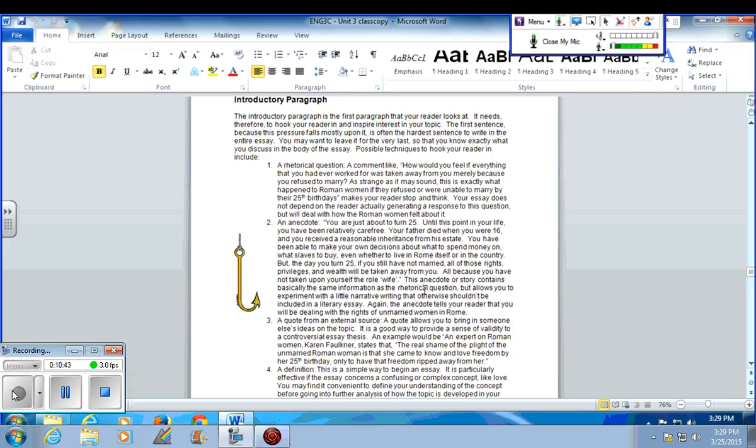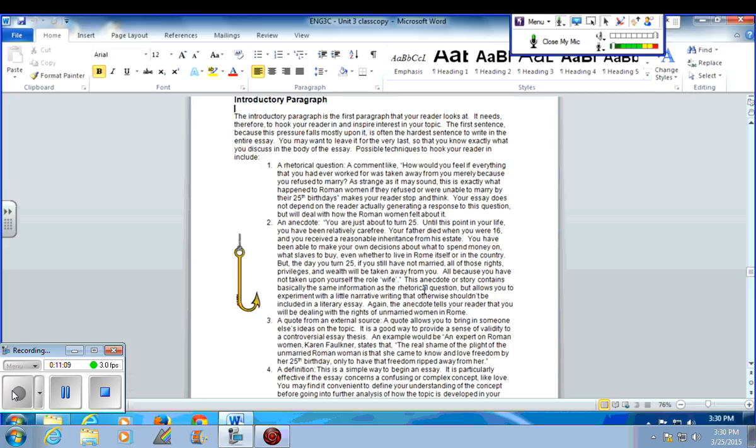So it says, you're about to turn 25. To this point in your life, you've been relatively carefree. Your father died when you were 16. You've received an inheritance from the estate. You've been able to make your own decisions about what to spend the money on, what slaves to buy, and even whether to live in Rome itself or the country. But the day you turn 25, you're still not married. All those rights and privileges and wealth would be taken away from you, all because you've not taken upon yourself the role of wife.